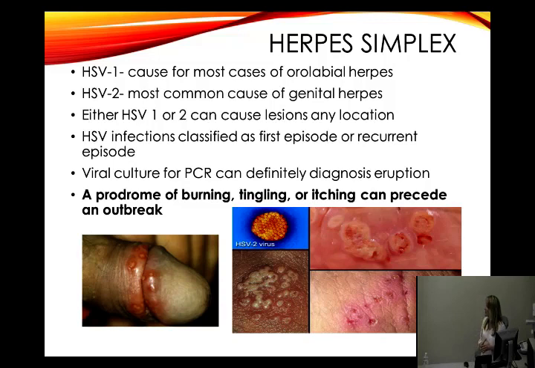The herpes simplex virus 1 in the past has always been the most common cause of oral labial herpes, and herpes simplex virus 2 is the most common cause of genital herpes. Now we're not seeing so much of that. You can have either herpes simplex virus 1 or 2 in any location. You are not going to know just by looking at it. The only way you are going to know is to culture it.